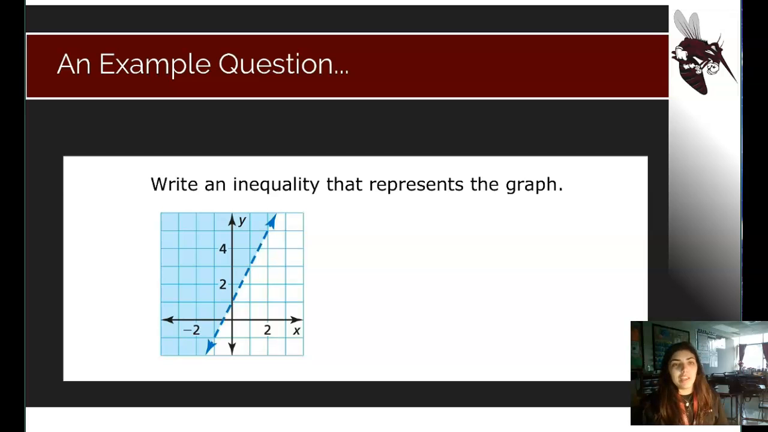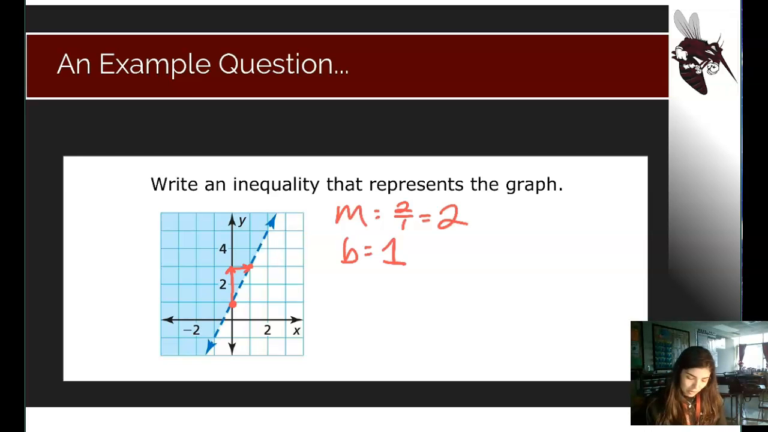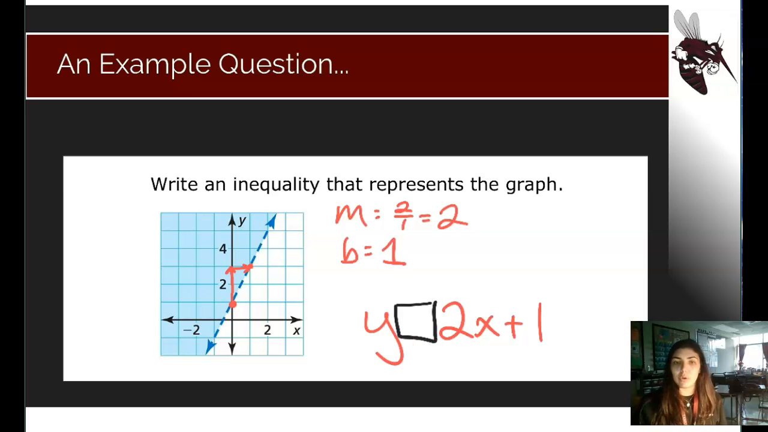So for an example, it says to write an inequality that represents the graph. We'll do this whole thing. Well, we need to find a slope and a y-intercept, because I always need a slope and y-intercept to write a line. The y-intercept, right there, is 1. And the slope, if I find another good point, I can go up 2 and over 1, or rise over run of 2. So if I set this up, I'm going to skip the symbol in the middle for a second, but it's going to be y something 2x plus 1. I just need to figure out what inequality sign will go here.